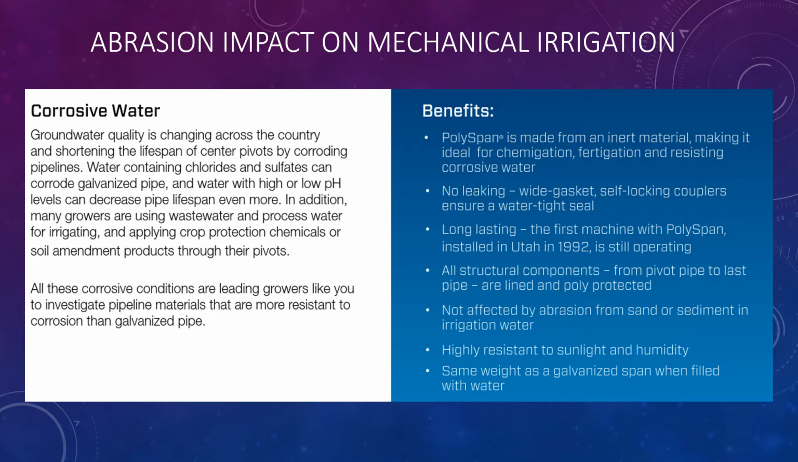And the only place I could find it printed was in their new version, which actually is not that new because I was selling it 20 some odd years ago. But the poly-lined pivots and linears are not affected by abrasion from sand or sediment in irrigation water. The majority of pivots use galvanizing inside and out, and as you abrade that, it's a sacrificial protection, and as you abrade it, you expose that carbon steel to the water and air in the water, and it starts rusting.